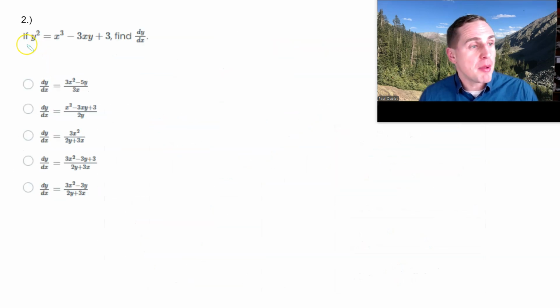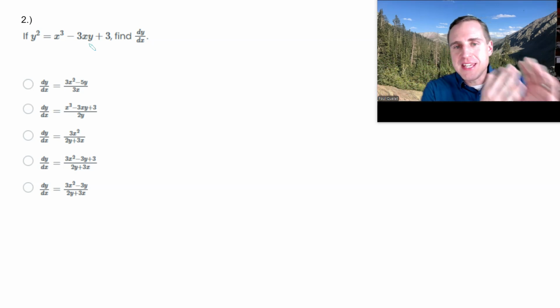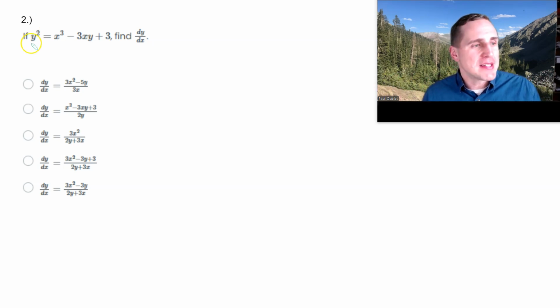Okay, so for this problem, we have y squared equals x to the third minus 3xy plus 3, and we want to find dy/dx. In this case, this is more of a relation than it is a function. A function would be y equals something in terms of x. In other words, the dependent variable would be in terms of the independent variable. So y is like f of x.